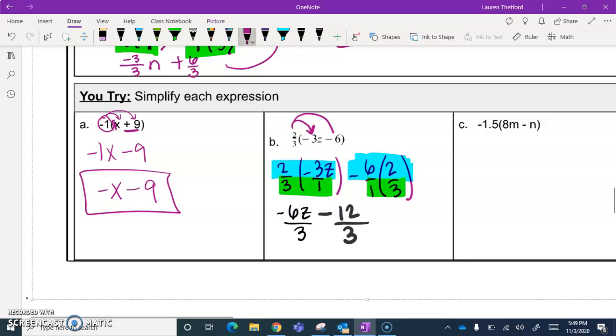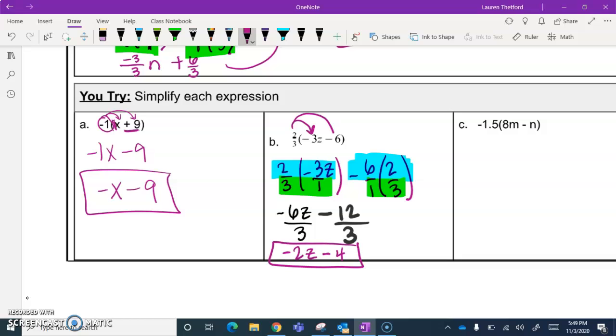Now we simplify the fraction, and so -6 divided by 3 is -2z minus -12 divided by 3, so we have 4. And so my answer is -2z minus 4.